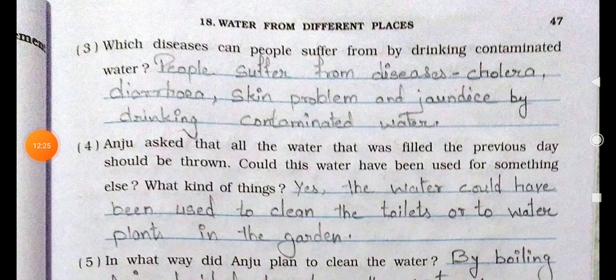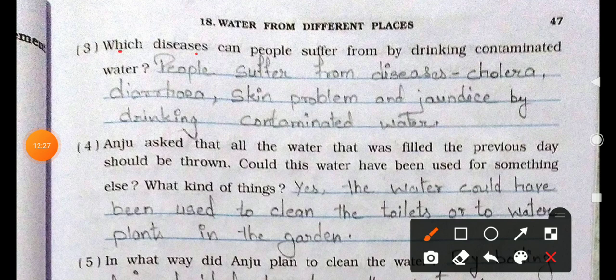Third question, which diseases can people suffer from by drinking contaminated water? Answer: people suffer from diseases like cholera, diarrhea, skin problems and jaundice by drinking contaminated water.